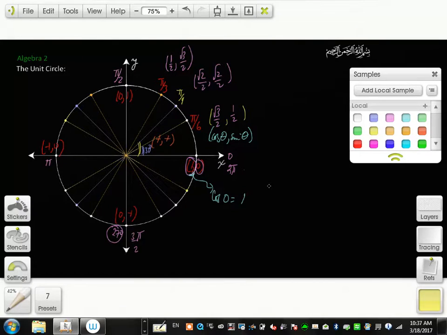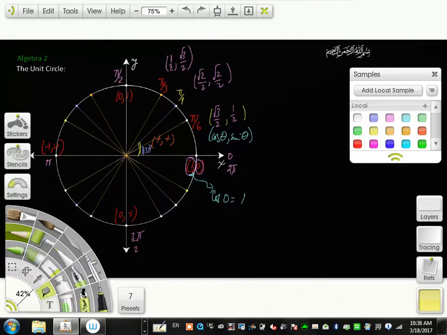Now, every graph has a domain and range, right? What's the range of all cosine values here? Range, right? What's the range? Cosine ranges from what to what? All cosine values. Oh, no. Negative 1 to 1. Oh, from negative 1 to 1.